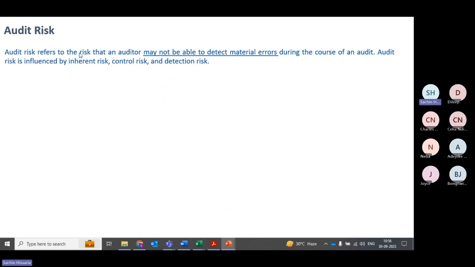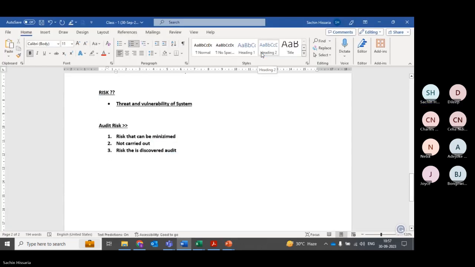In short, audit risk is a risk that your auditor may not be able to detect the material error during the course of audit. For example, you are appointed as an ITGC auditor for SHN company. Now, once you are appointed as an auditor, you will perform the audit.